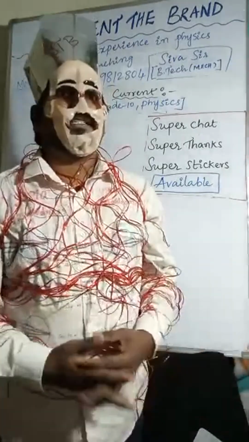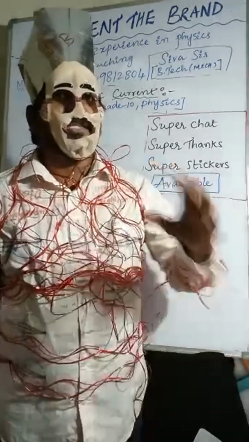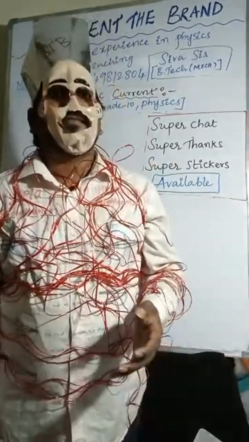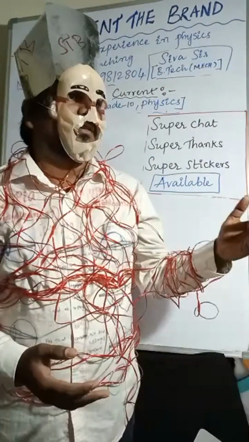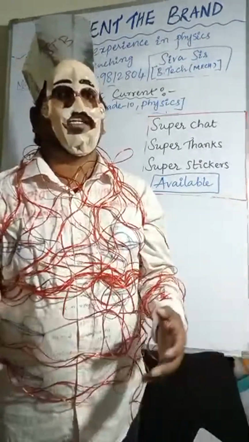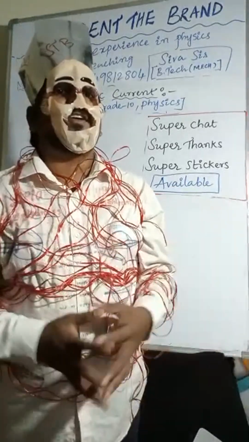In the previous video, I explained about electric current. Electric current is defined as the rate of flow of charge. The SI unit of electric current is ampere, the SI unit of charge is coulomb, and the SI unit of time is second. So that is about electric current.